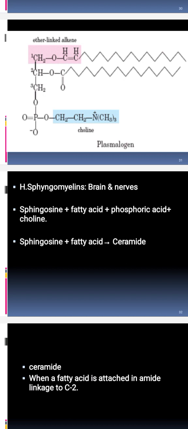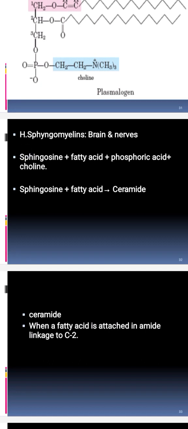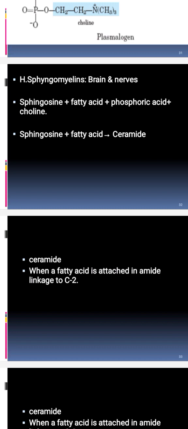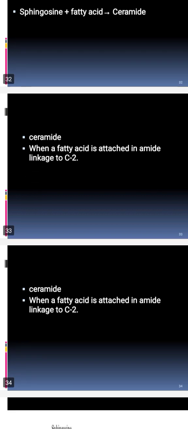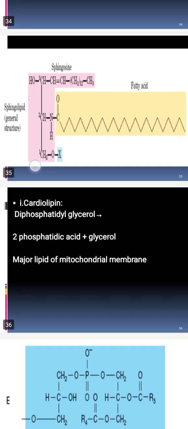So sphingomyelin can also be present in the brain and in the nerves, and it contains sphingosine plus fatty acid plus phosphoric acid plus choline. If there is sphingosine plus fatty acid, the end result would be ceramide. When a fatty acid is attached to an amide in an amide linkage, we can call this biomolecule ceramide. Fine.